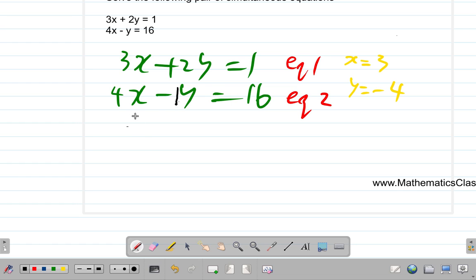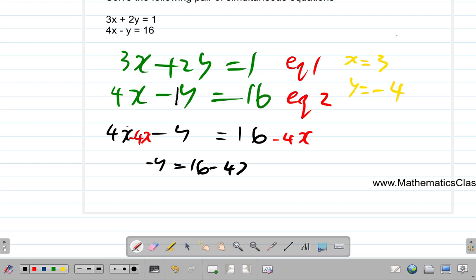If we do that, we'd have to say 4x minus y equals 16. We subtract 4x from both sides, so minus 4x, minus 4x. So we have negative y is equal to 16 minus 4x. But we want y, not negative y. So we multiply by negative 1. Negative 1 by negative y equals negative 1 by 16.